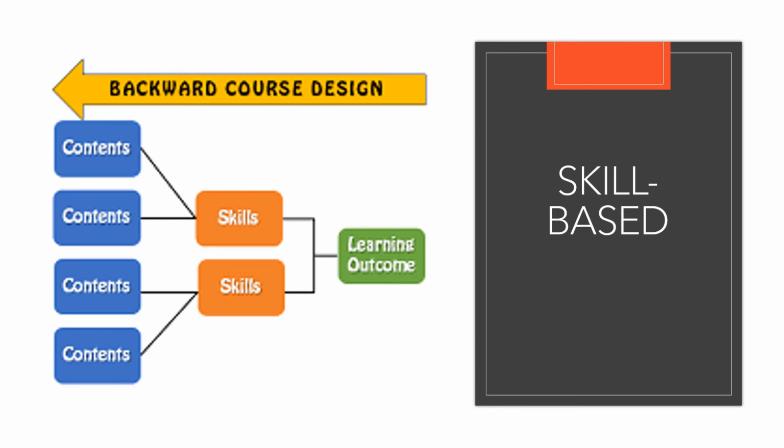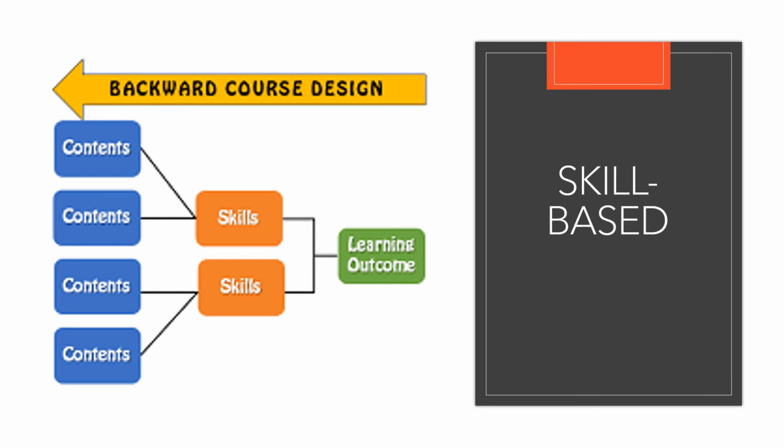What about making it skill-based? What about starting by the learning outcome? That will always be the first stage, the objective. What do we want them to learn? And then look at what skills they will need to meet that outcome. So instead of putting content, let's focus on skills. And then build up the content that will help them to develop certain skills to meet the outcome.